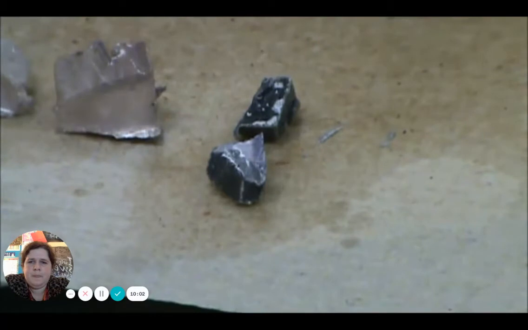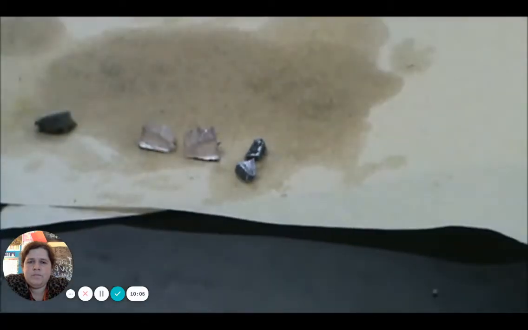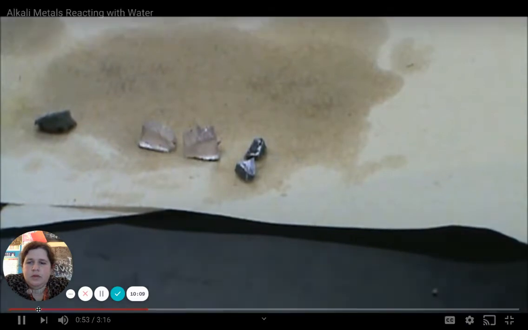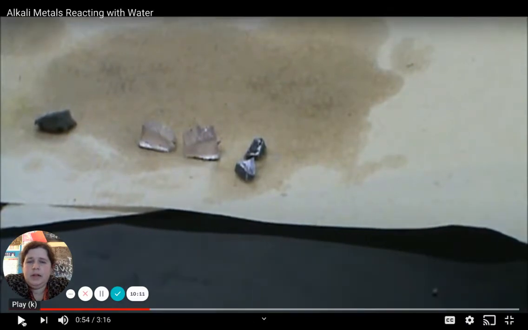So I'm going to go ahead and take those three, and I'm going to add them to water, and we can look at the reactivity of those three alkali metals with water. If you recall, again, another one of the properties of alkali metals is that they are extremely reactive with water. They react very violently. So we're about to see a show here.